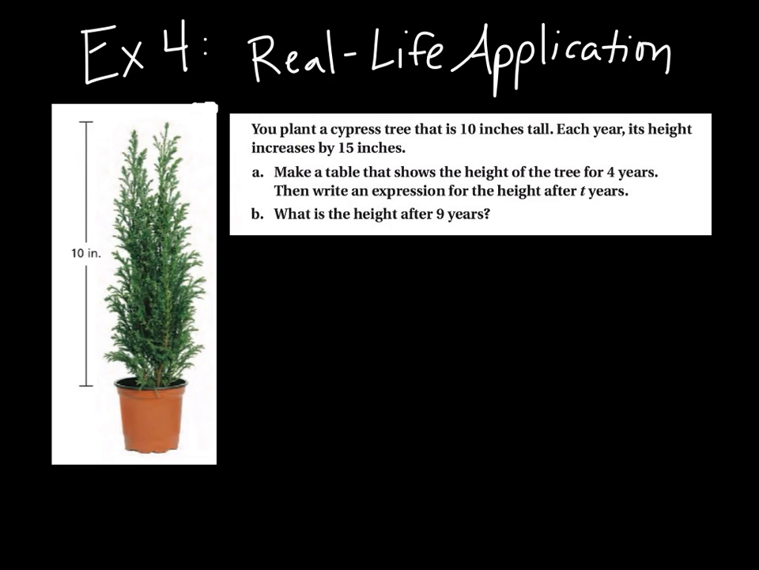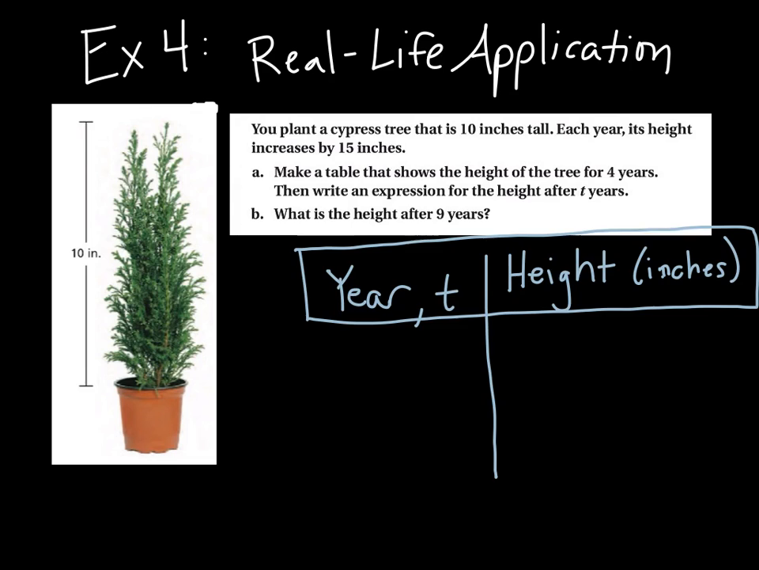And remember, T could be any quantity, so it's obviously not going to be 4 years necessarily, but it means we could figure out how tall the tree will be at different years, like after 2 years, after 10 years, after however many years we want to figure out. And then it asks us a specific question using that table, what is the height after 9 years? We can start to set up a table that looks like this, where we're going to put the year, which they said to use T to represent over here, and the height in inches over here.